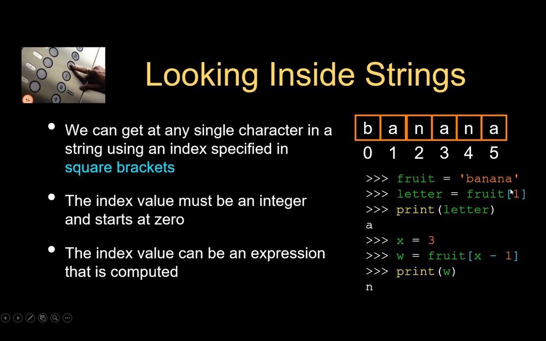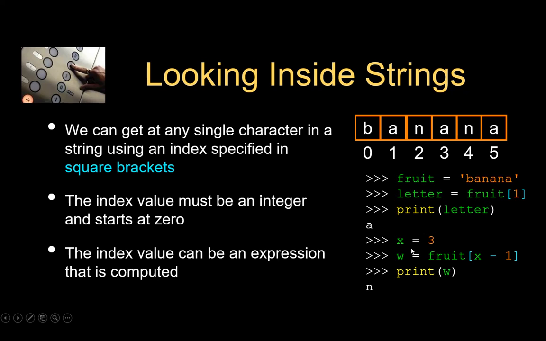So in this example, we assign the string banana with single quotation to the variable fruit, and we can identify a character of a string by using square brackets. So when we put fruit square bracket 1 and assign that to letter, and when we print letter, we get A. The reason is location 1 in the string is associated with A, and that's what we get when we have fruit square bracket 1.